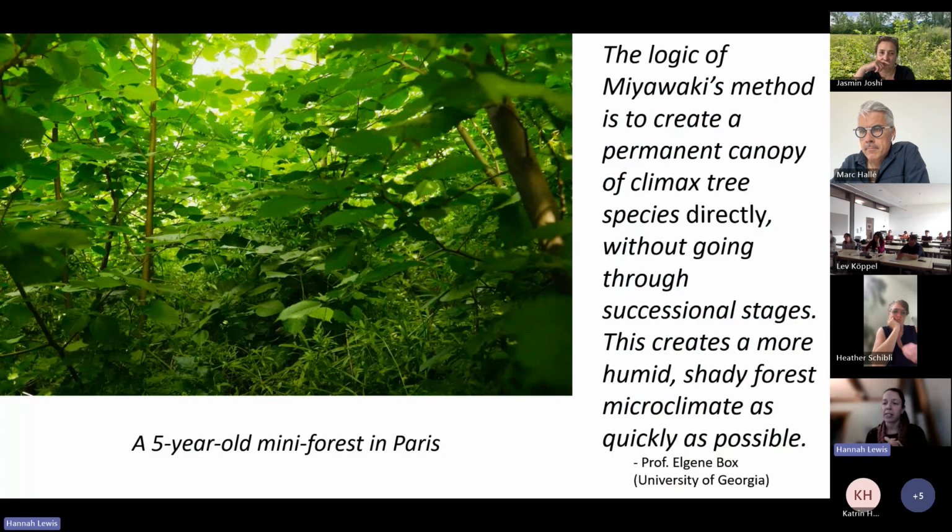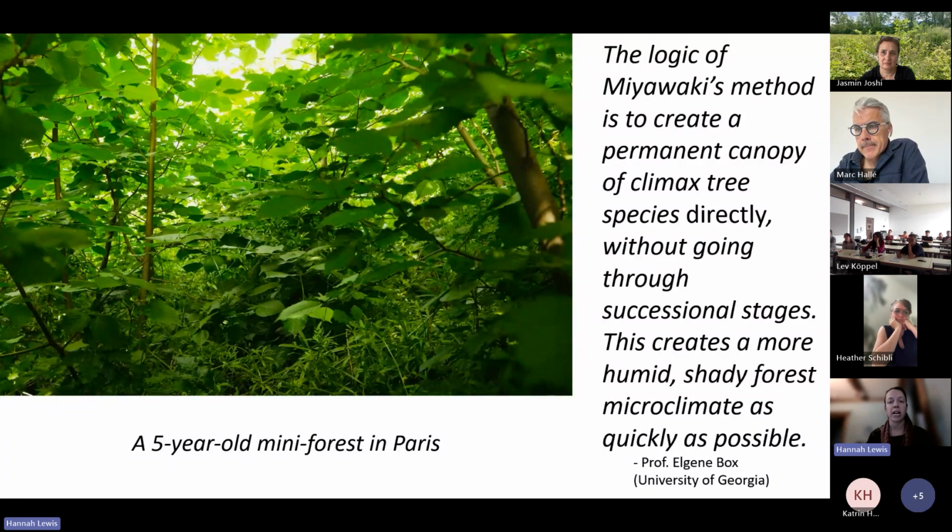So this is a quote from Professor Elgene Box, who is with the University of Georgia. He's retired now. He is a former colleague of Professor Miyawaki, who developed the method. He said, the logic of Miyawaki's method is to create a permanent canopy of climax tree species directly without going through the successional stages. This creates a more humid, shady forest microclimate as quickly as possible.